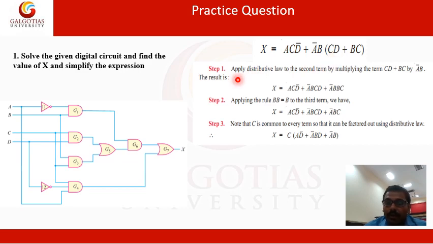So first we apply the distributive law to the second term. So here this is the second term, and if we multiply A bar B with each term inside the bracket, we will get ACD bar plus A bar BCD plus A bar BBC. Since we know that B dot B is equal to B, we further simplify it in step 2. So after simplification, it becomes x is equal to A C D bar plus A bar BCD plus A bar BC. Now C is common, so we take it outside the bracket, and AD bar plus A bar BD plus A bar B will be the expression.